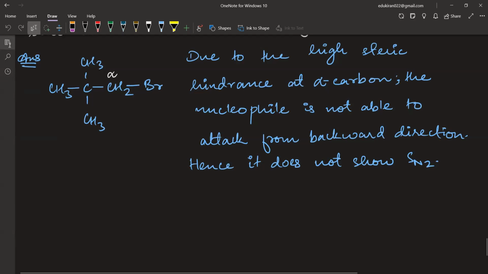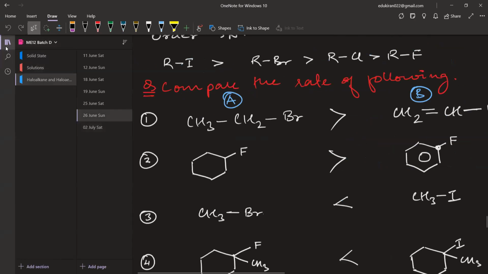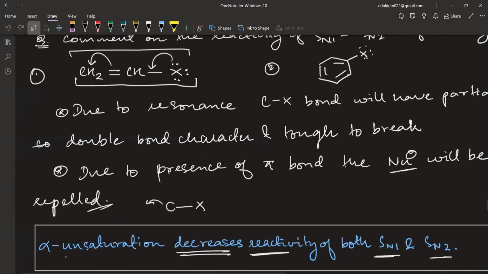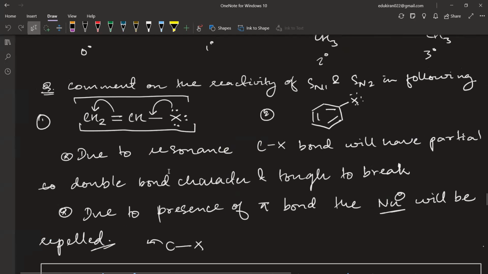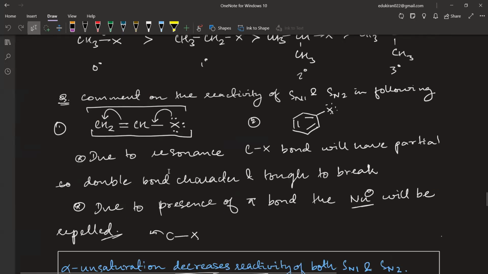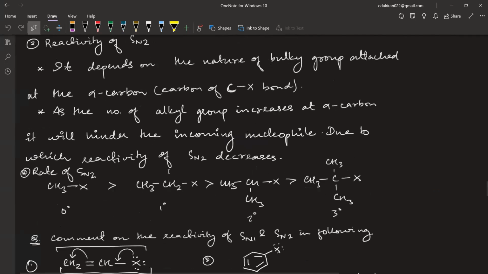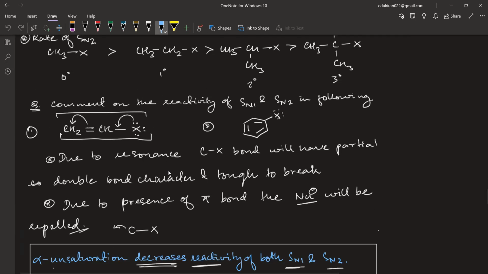अच्छा, and I hope, see, if you remember in the last class जो हम लोगों ने पढ़ा था उसमें, this is very important. Comment on the reactivity of SN1 and SN2 for the following. यहाँ पे you can see that these are what, this is vinylic halide, this is what, arylic halide. So vinylic and arylic, they will not show SN2 or SN1, or in any of the nucleophilic substitution they are not going to show, because there is a formation of double bond due to resonance here, है ना.